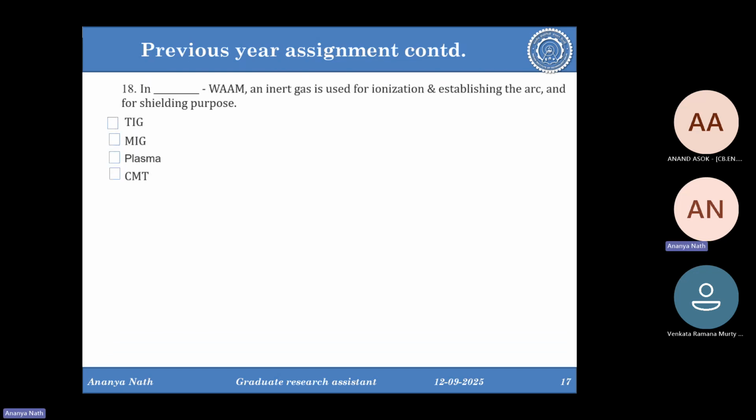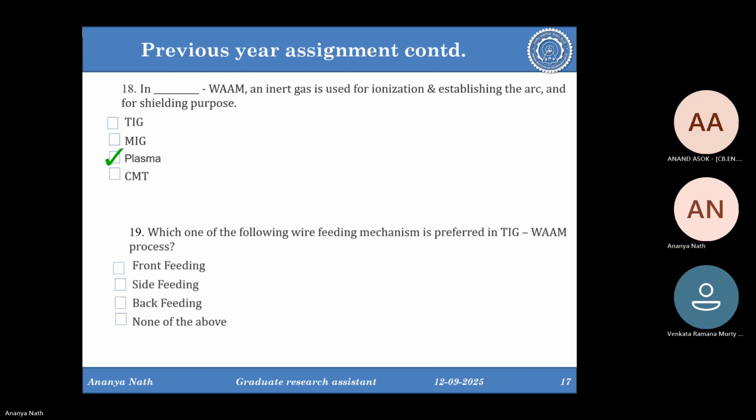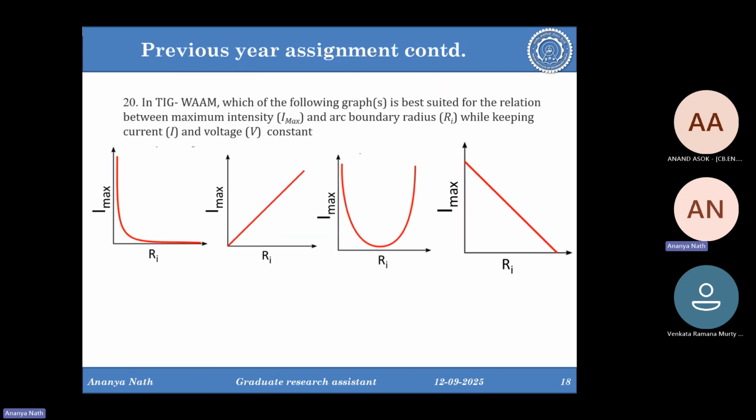In WAM, the inert gas is used for ionization and establishment of the arc. That is the plasma, because gas ionization is what we do to get the plasma. Which of the following wire feeding systems is preferred? So it's the front feeding. And this is another unique question. In TIG-WAM, which of the following graphs is more suited? It's between the boundary radius of the arc and the maximum intensity. So it's this exponential. You can note down this graph as well.